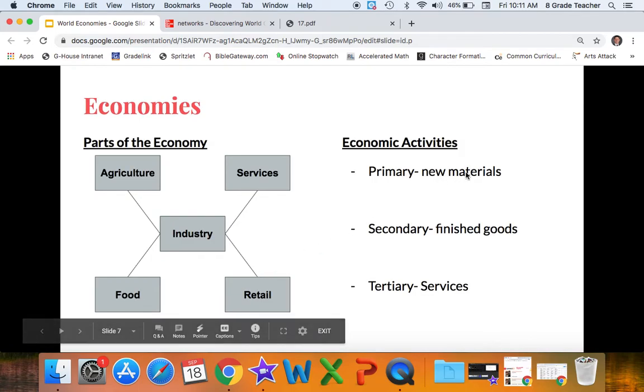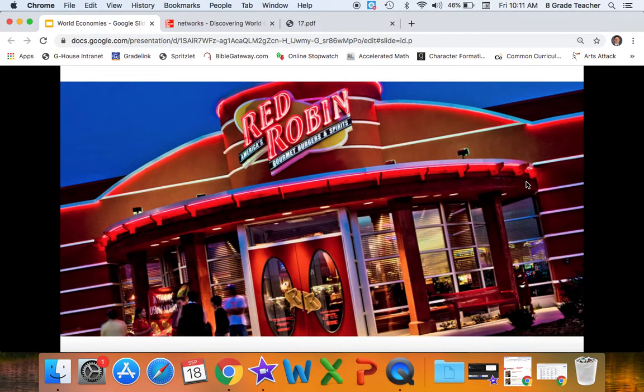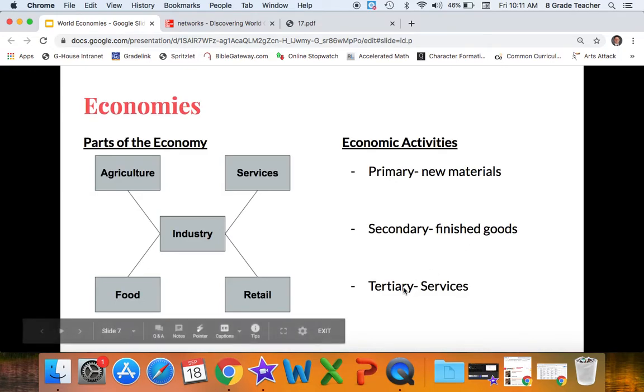Now, in this economic system, there are three different levels. The primary level is what is called raw materials or raw resources. We're going to work ourselves backwards. The next one is the finished good. Once you have a raw resource, you turn that into a finished product, and then that finished product can be sold. And a lot of times, some people don't know how to make that finished product, so they just pay somebody else to do that for them.